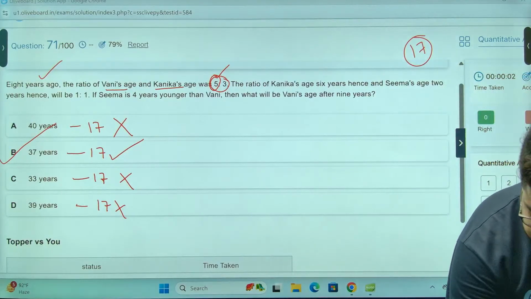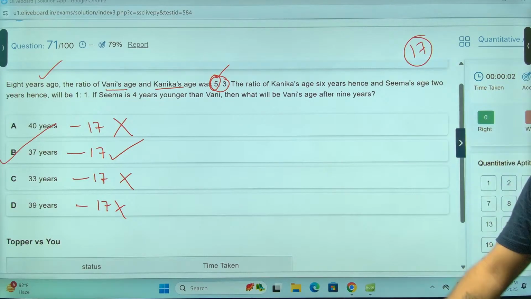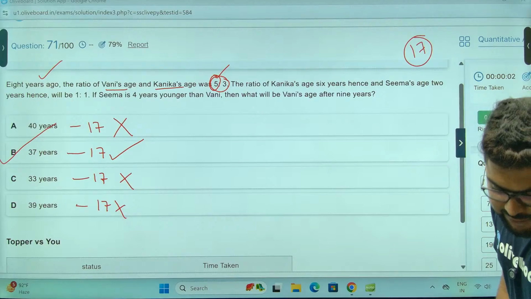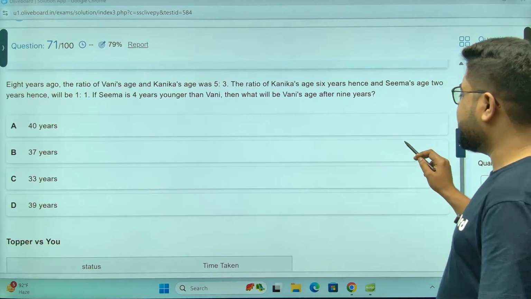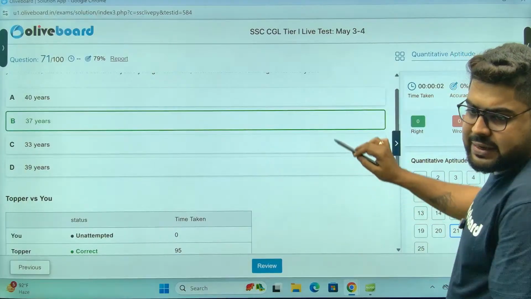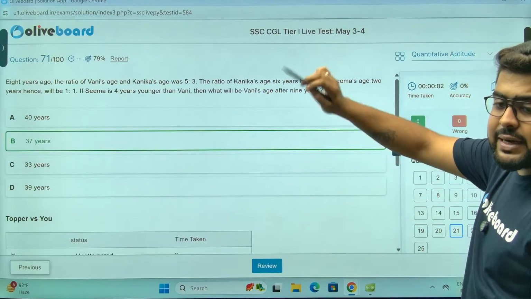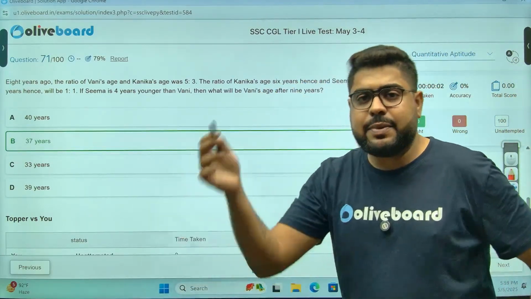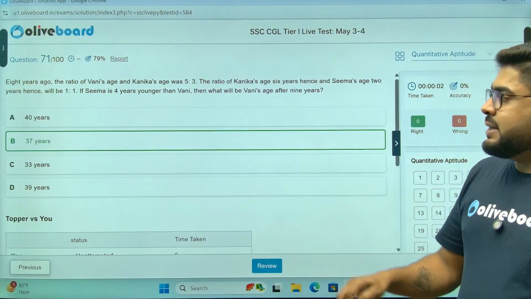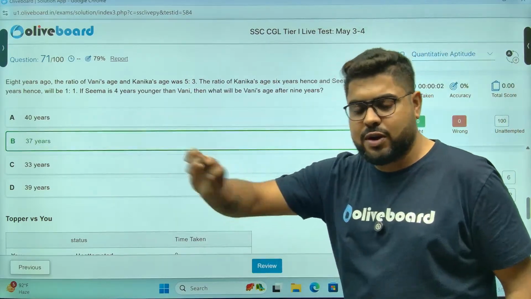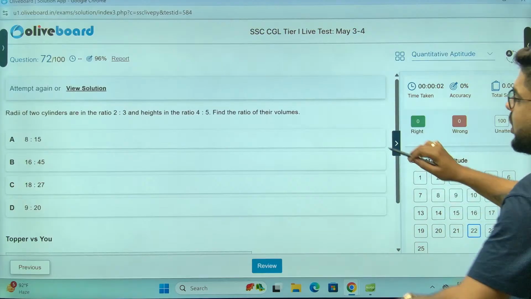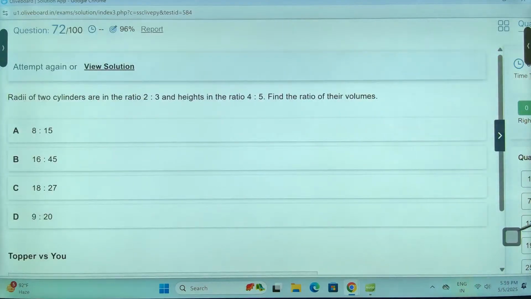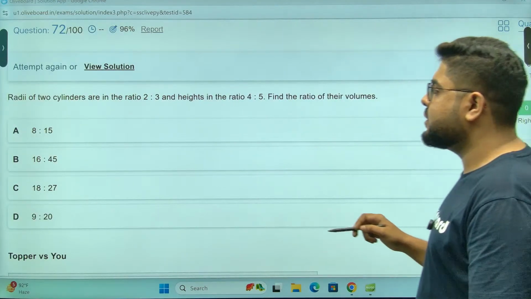Yes, Reena, you are absolutely correct. You are absolutely spot on. So please understand, I've said this time and time again: age-related questions are easy but come very often. If you get a question like this, do not solve, do not do anything. Just check the options.